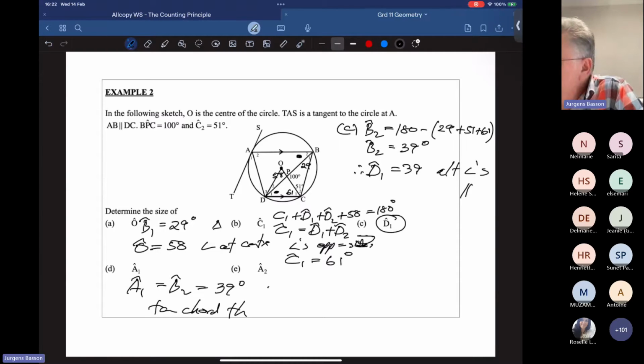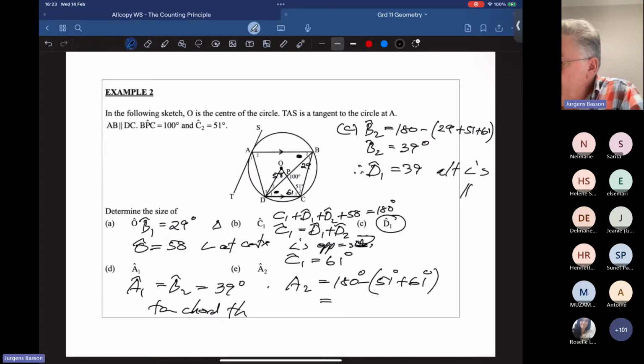The last question is A2. Now, if you look at A2, that is part of the cyclic quad. So there's your cyclic quad. So this angle plus C is 180, but we know what C is. So I think you are happy that it's easy to find A2. So we can start by saying A2 is equal to 180 minus 51 plus 61. And then we can write down what A2 is, which will be 68 degrees.